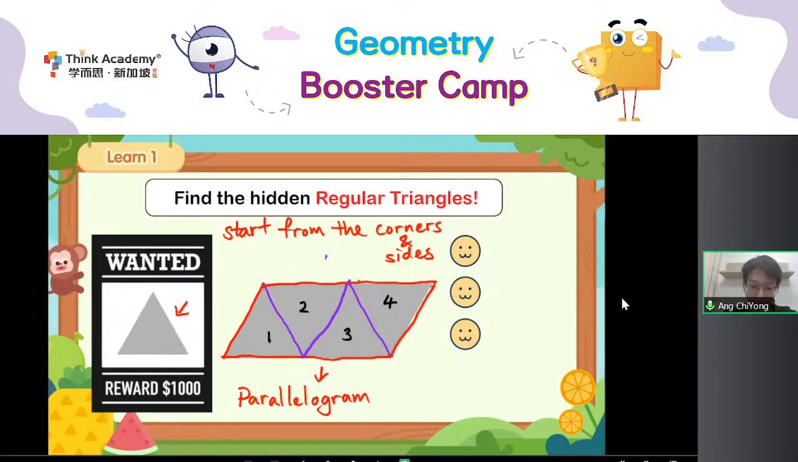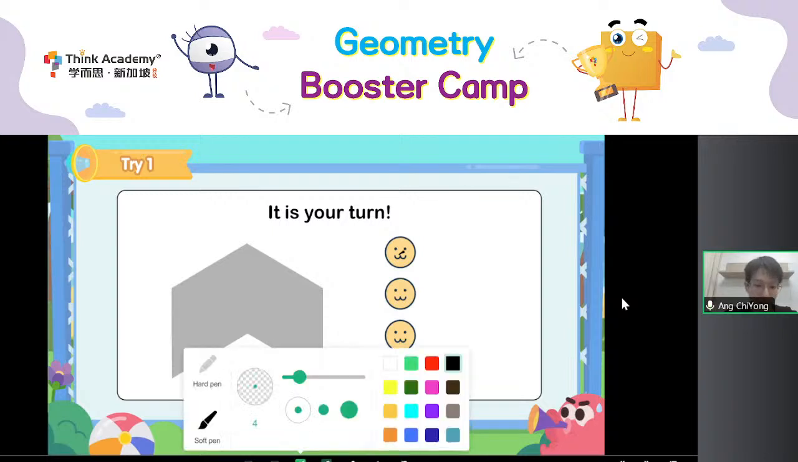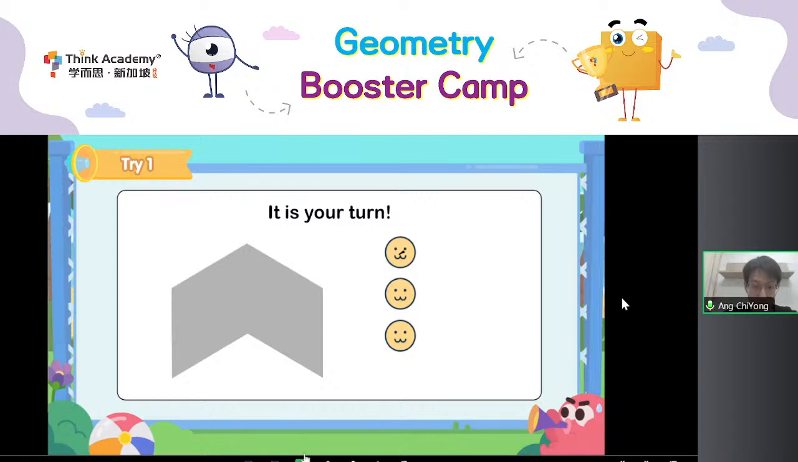Okay, so let me remind you guys, you need to start from the corners and the sides. I will show you one more example over here. This is a very weird looking shape. Even though I said this is your turn, I can help you out with the very first part. But if you already have an idea, go ahead, draw all the triangles out.